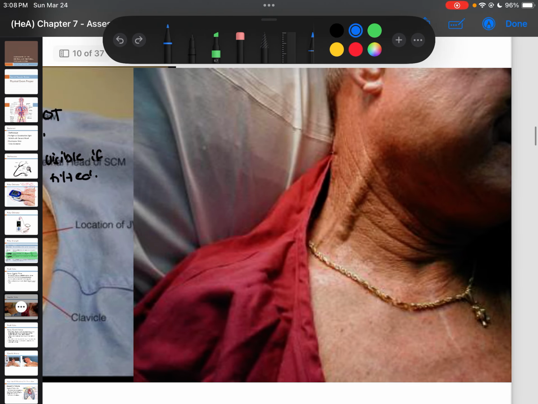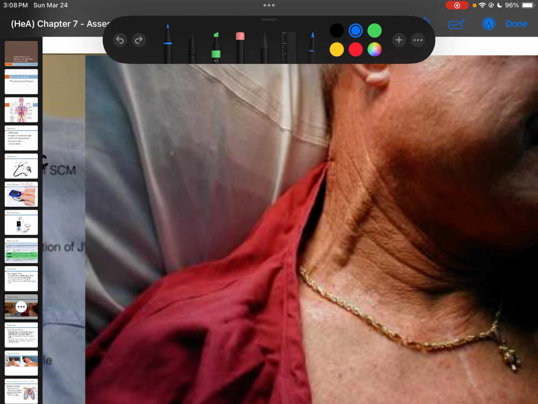However, class, this is abnormal. Abnormal findings include distension or bulging of the jugular vein. This is caused by increased venous pressure. As you can see, it is very much bulged.